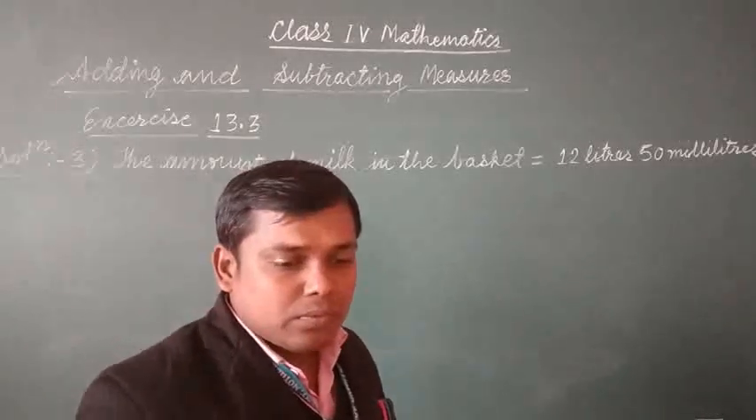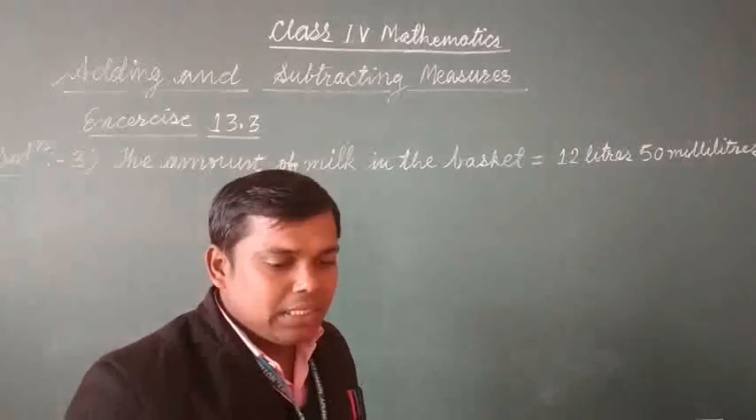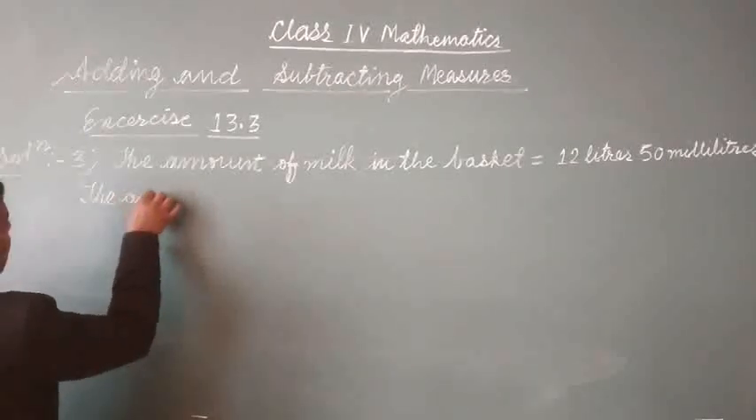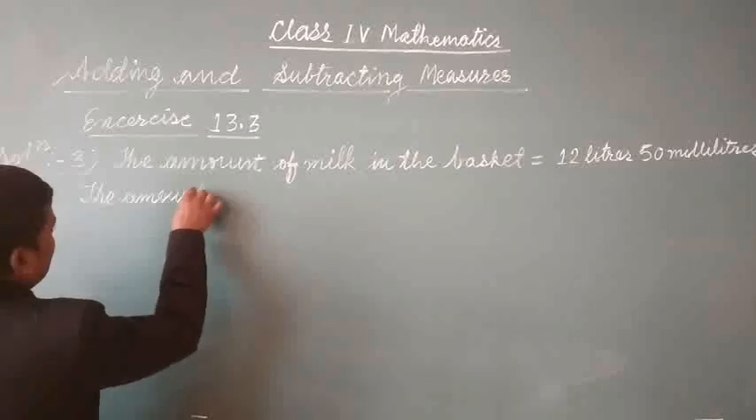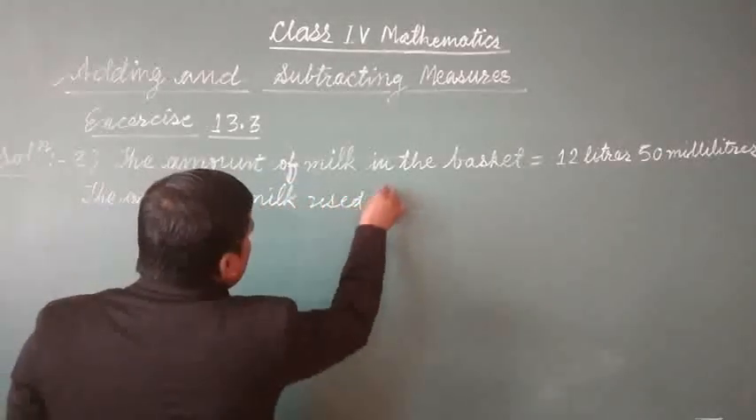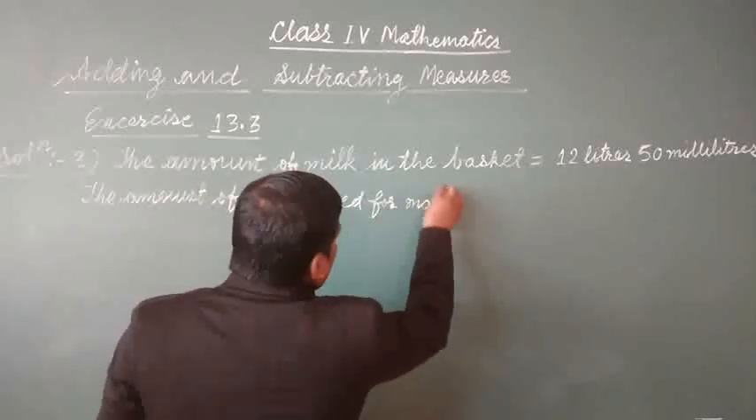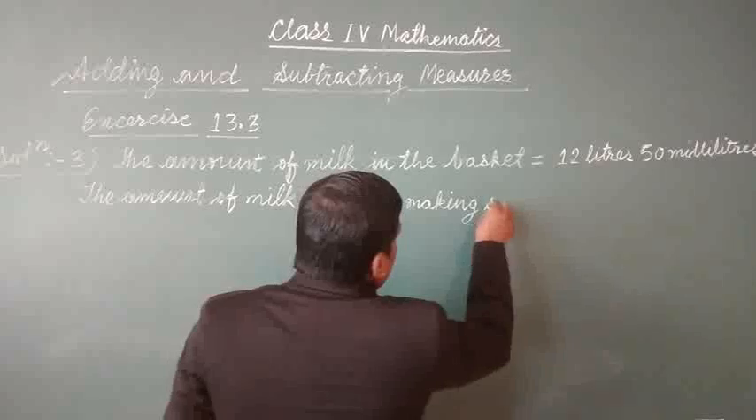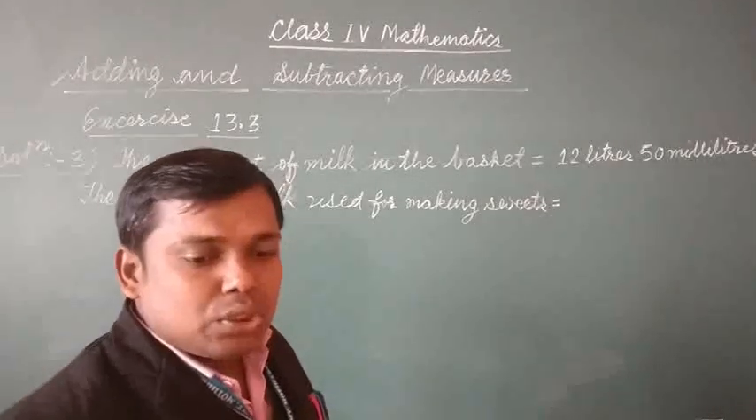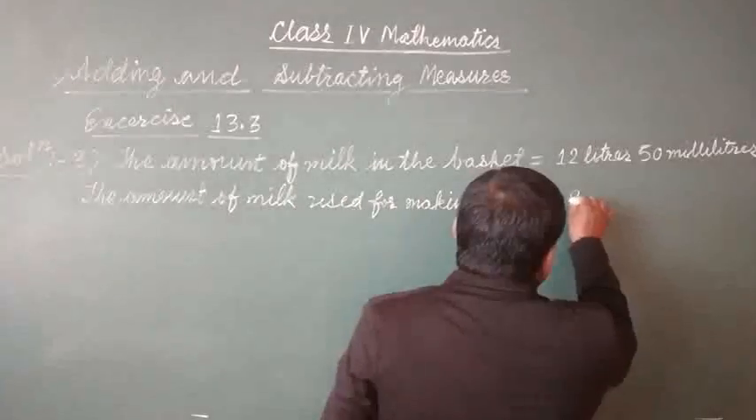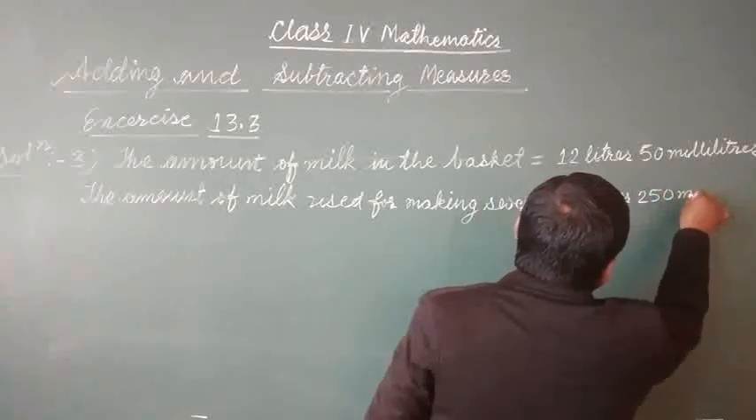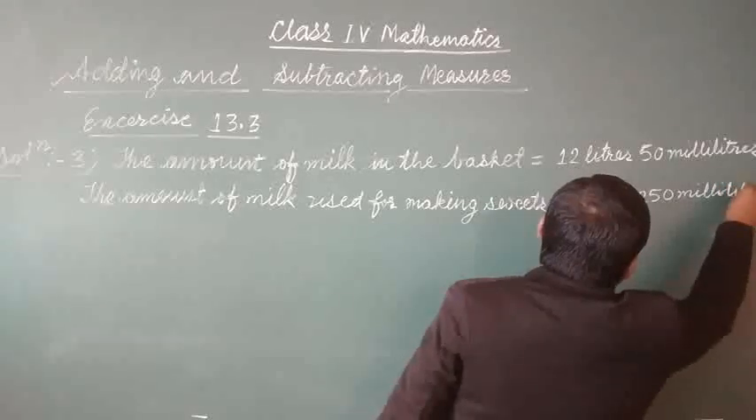And the amount of milk used to make sweets. So we write the amount of milk used for making sweets is equal to 8 liter 250 milliliter. 8 liters 250 milliliters.